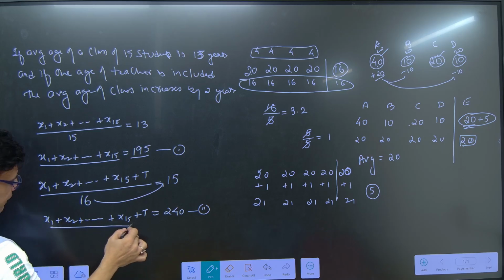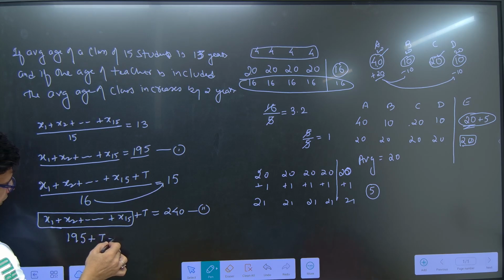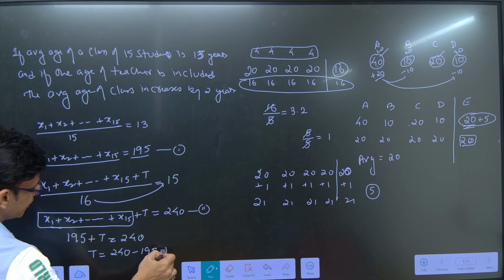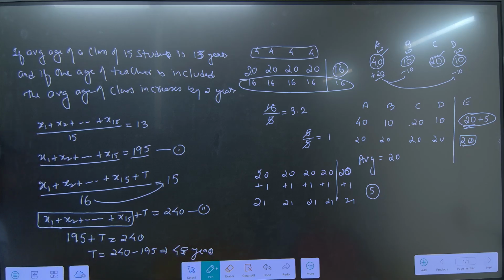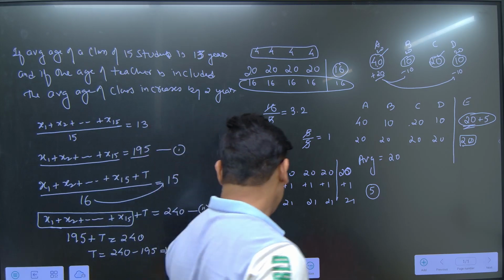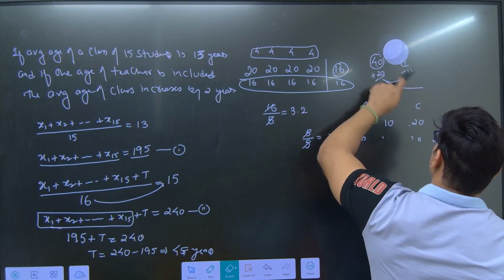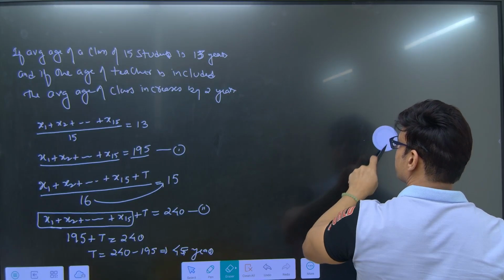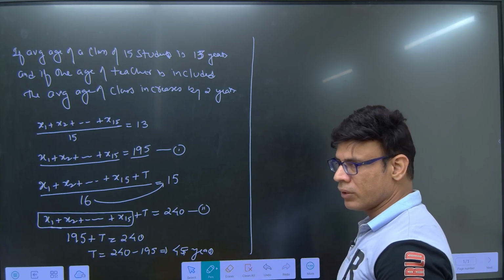Second equation, right? Our first equation is how much? 195. So from here to here, the sum is given as 195 plus teacher's age equals 240. So the teacher's age will be what? 240 minus 195, which is equal to 45 years. Yes. So you got the age of the teacher, 45 years, or not? Any doubt? Any doubt in this? Okay. Now the same question, let's try to solve this.